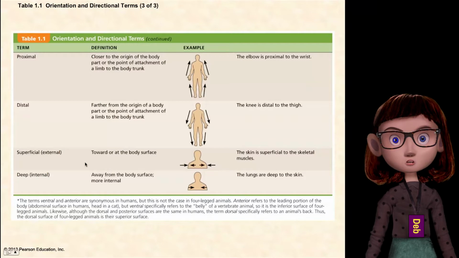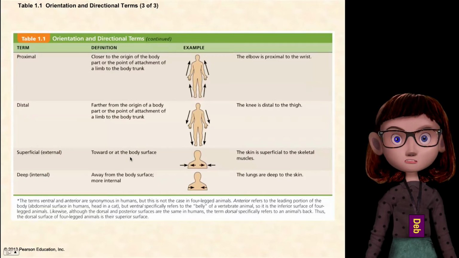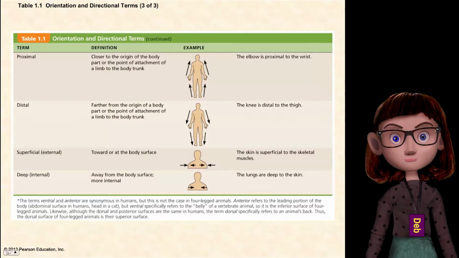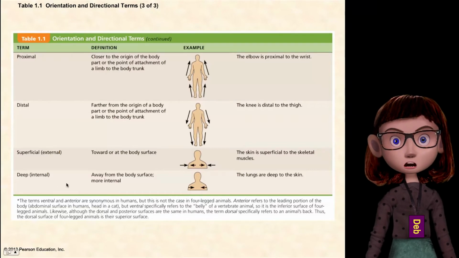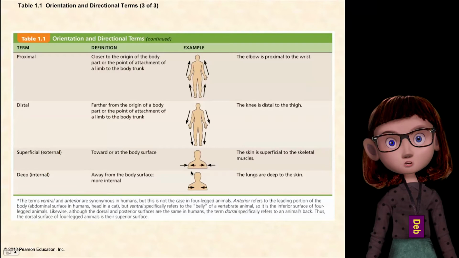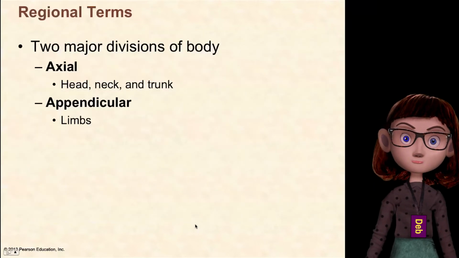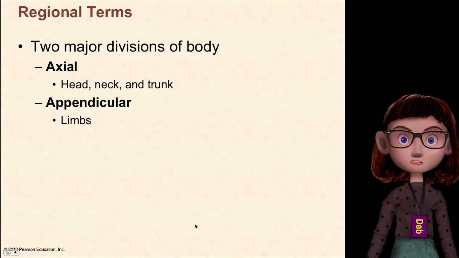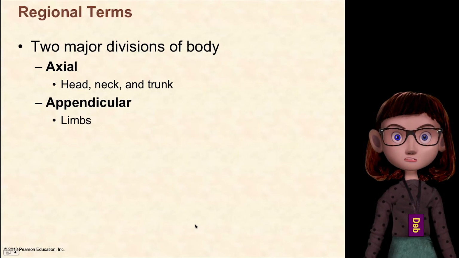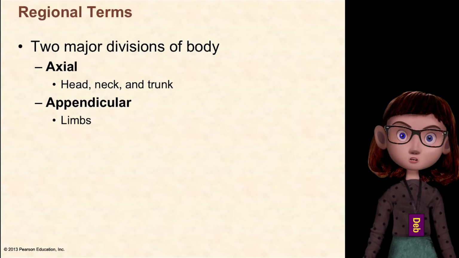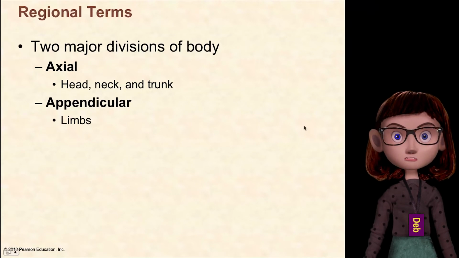Superficial, this is external. It's toward or at the body surface. The skin is superficial to the skeletal muscles. Deep or internal, this is away from the body surface or more internal. The lungs are deep to the skin. Regional divisions. There are two major divisions of the body. Axial, this forms our axis, the head, neck, and trunk. The appendicular area would be your limbs or your appendages.